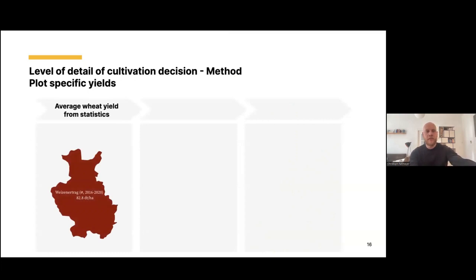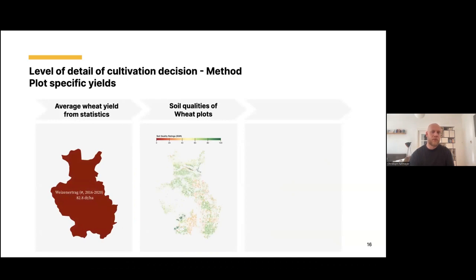We use the average wheat yield from the statistics offices. So we said, for instance, for a region, here, this is the Detmold region, the average wheat yield between 2016 and 2020 was 82.8 decitons per hectare. So then we looked at the soil qualities of all the plots where wheat was cultivated in that time frame, in the years between 2016 and 2020. So those are the plots, and we see quite heterogeneous soil qualities here.